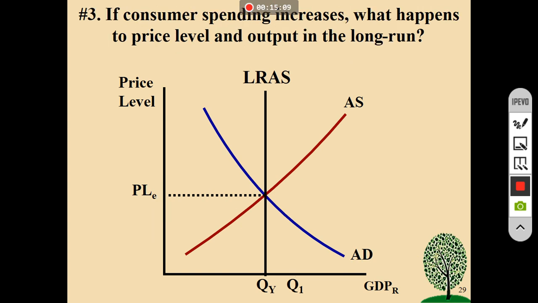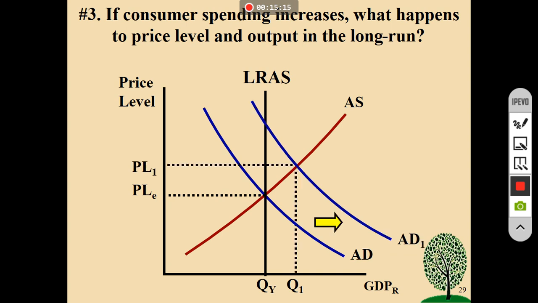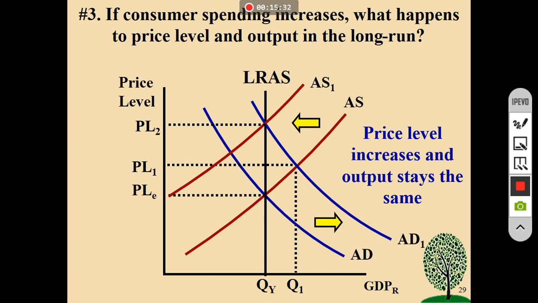If consumer spending increases, what happens to price level and output in the long run? So now we're going to shift back out here, right? In the long run, things got more expensive, right? This is inflation. Therefore, the workers are going to demand higher wages, and aggregate supply is going to shift back up here to the long run aggregate supply curve. Price level increases, output stays the same.